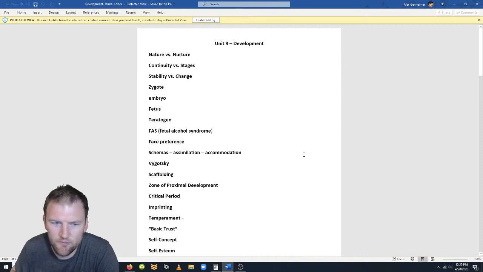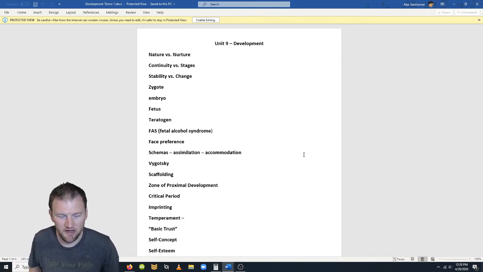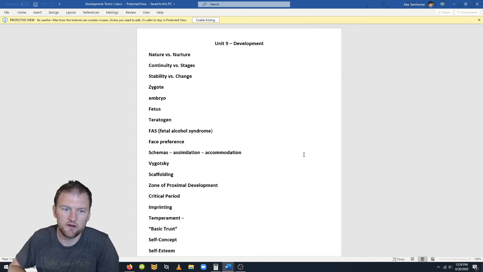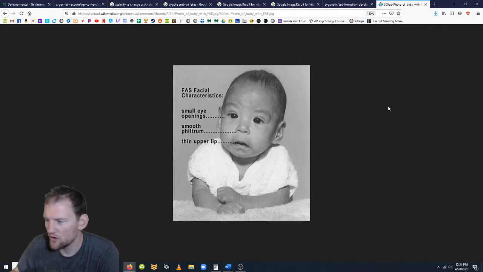Teratogen is a harmful agent that attacks the baby. So it's any bad substance you put into your body that could harm fetal development. Fetal alcohol syndrome can happen as a developmental disorder when the mother consumes a large amount of alcohol during pregnancy. This is the image from Wikipedia that's given. It has distinct facial characteristics that can happen, as well as a lower IQ, mental retardation.